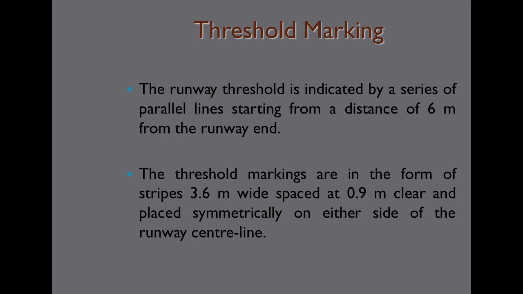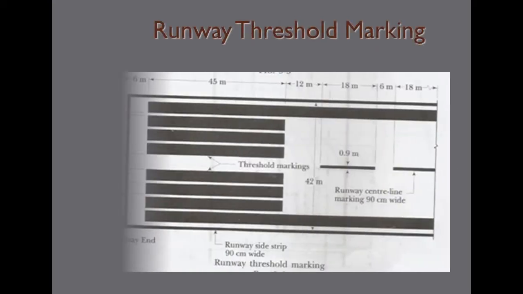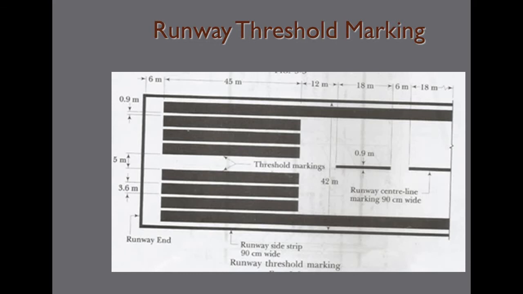The runway threshold is indicated by a series of parallel lines starting from a distance of 6 meters from the runway end. The threshold markings are in the form of strips 3.6 meter wide, spaced at 0.9 meter clear and placed symmetrically on either side of the runway center line. So we can see threshold marking here. So the strip width is 3.6 meter and the clear distance between these strips is 0.9 meter.